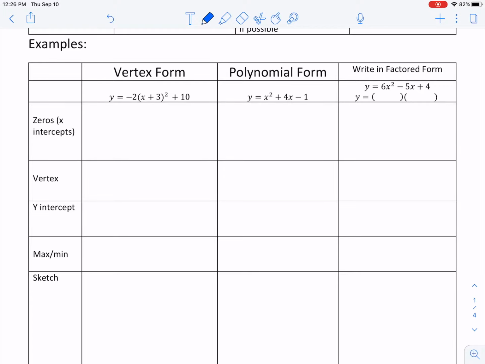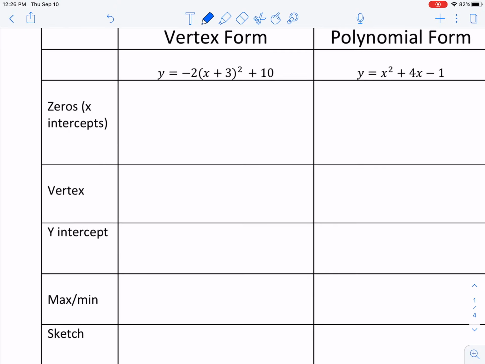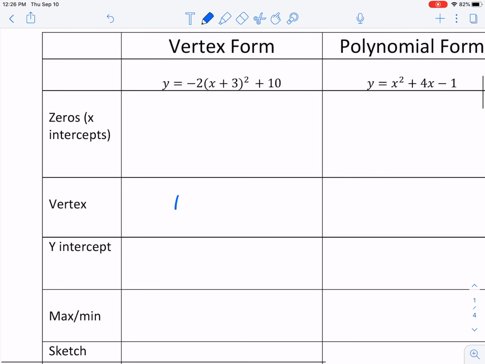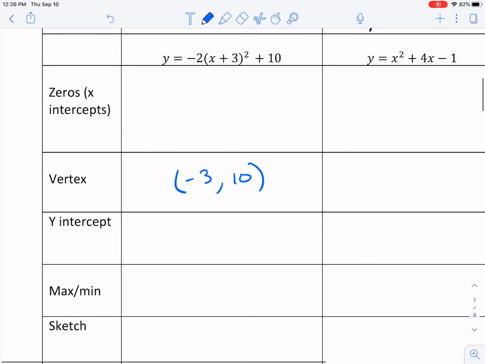As we get going on this one, the vertex form, the easiest thing that it gives you is the vertex. And so this is (-3, 10). The y-intercept is when x equals 0. So it's a little less than fun to plug it in here. If I plug in 0 right there, that gives me 3 squared is 9, times -2 is -18, plus 10 is -8. So that's the y-intercept.